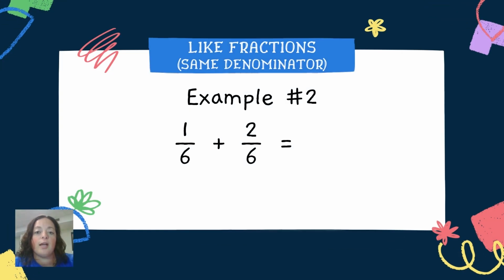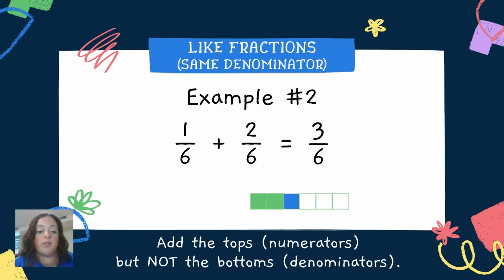Example 2. Again, we have the same denominator, 1/6 plus 2/6. For this example, you can see that the picture is broken up into 6 equal pieces. The blue represents the 1/6. The green represents the 2/6. When we put them together, we have 3/6.